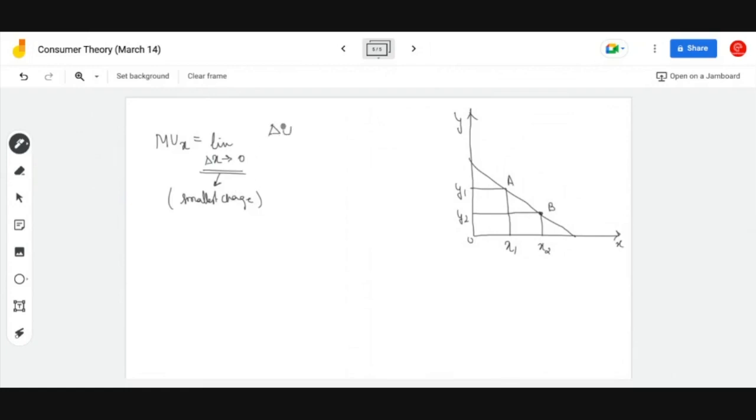So we are saying that delta U is the change in utility and delta X is the change in good X. This is the change in utility, which is equal to, again, limit delta X tends to 0. Now, what is delta U?